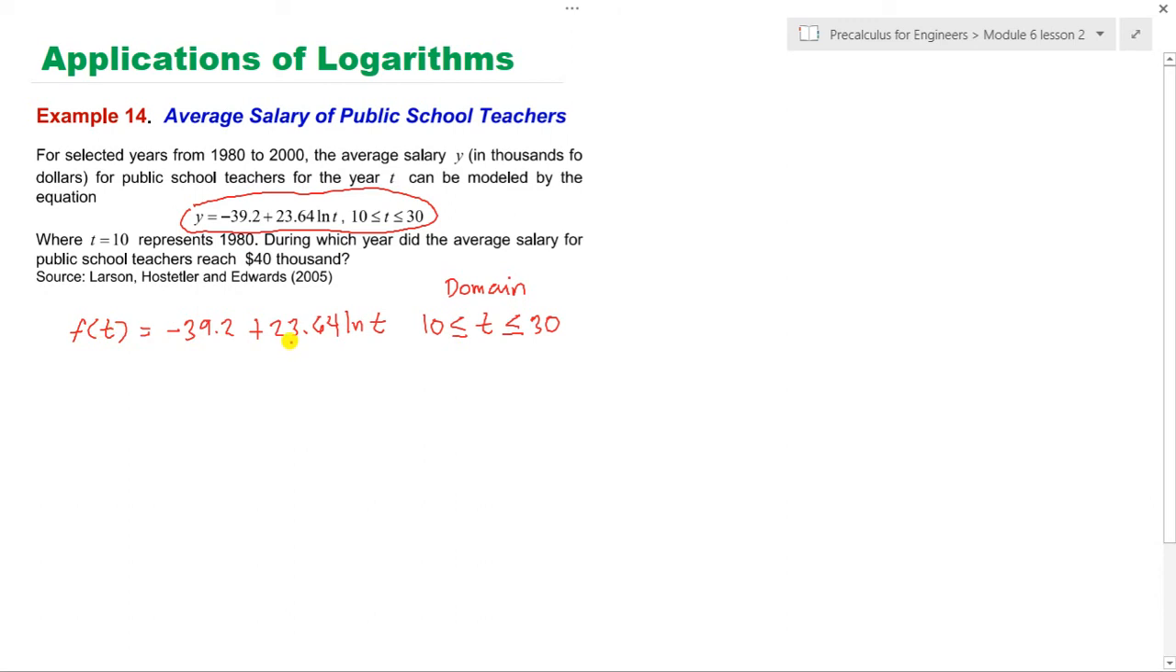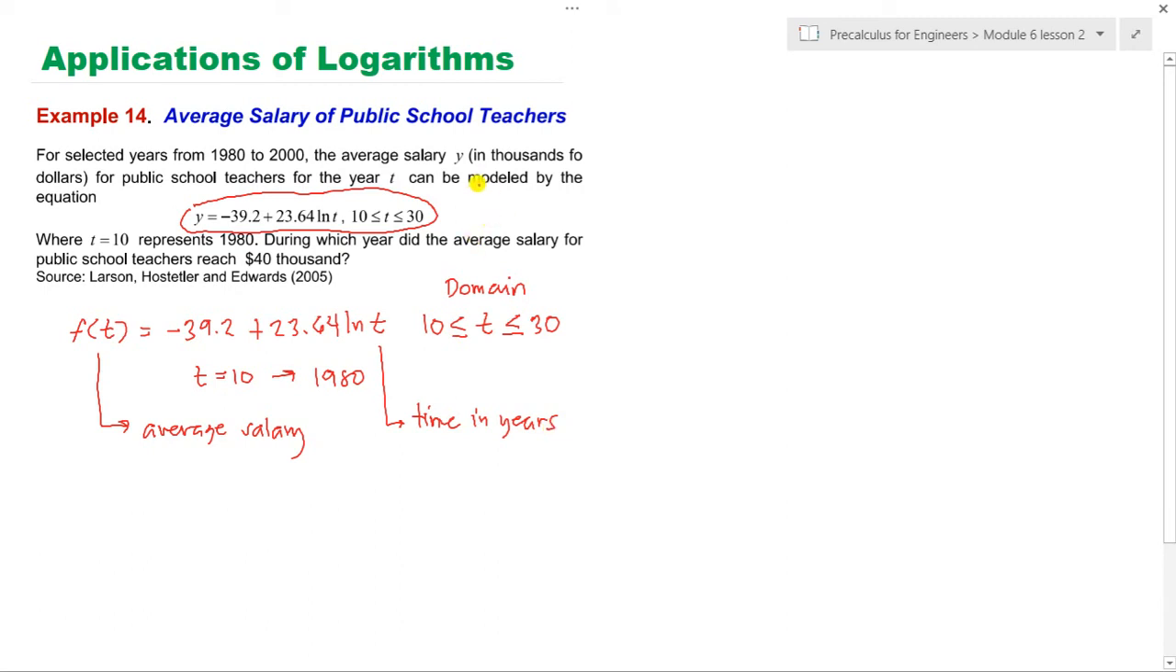Okay. Then, where t is equals to 10 represents 1980. So, therefore, at t is equals to 10, ang year kay 1980. Now, during which year did the average salary for public school teachers reach 40,000? So, again, kani siya nag-represent sa average salary sa atong model. Kana siya represents the time in years or the number of years nga hilabay.